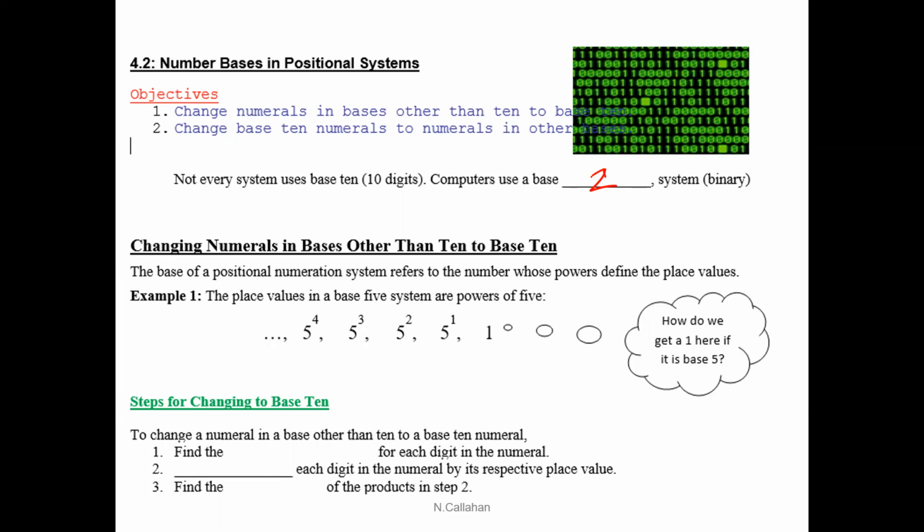For example, the place values in a base 5 system are powers of 5. You start with 1, because it's literally 5 to the 0 power, which is just 1. So really, they should put 5 to the 0 because it looks better that way. Then 5 to the 1, 5 to the 2, which is 25, 5 to the 3rd power, and then 5 to the 4th power, and so on and so forth.